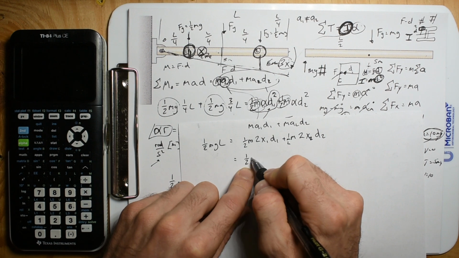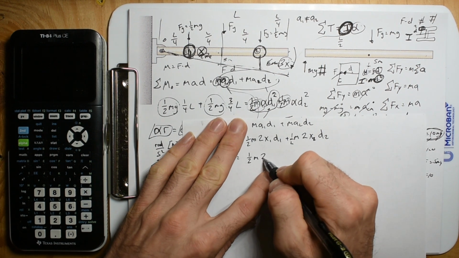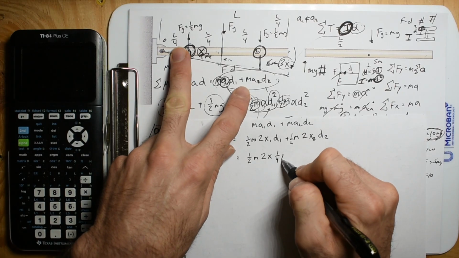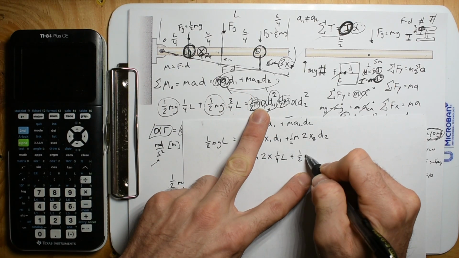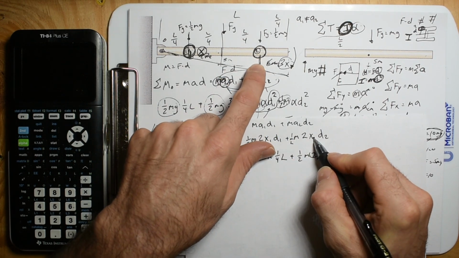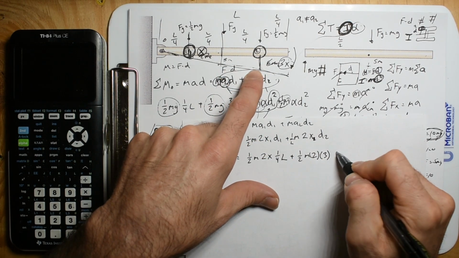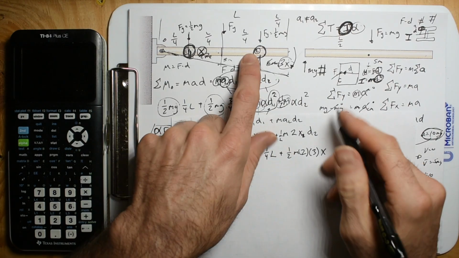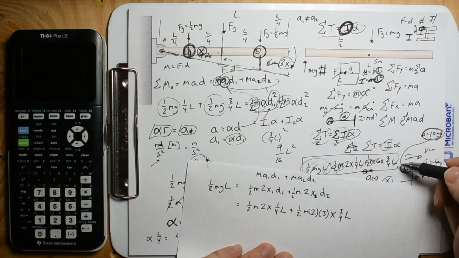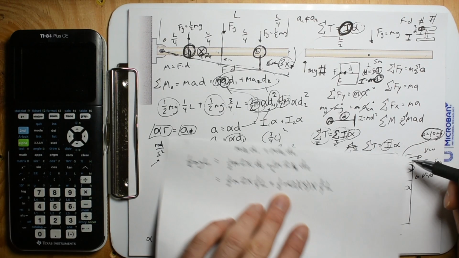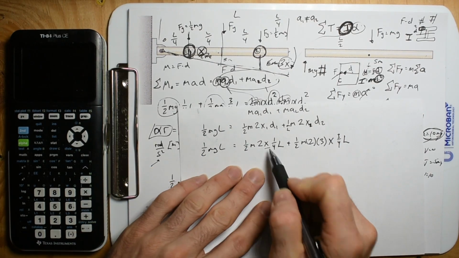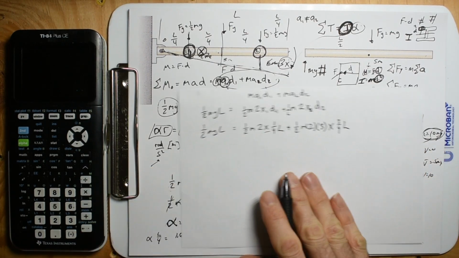So we're going to have 1/2 m times 2x times this distance, which is 1/4 L, plus 1/2 m times 2. Now this distance is going to be 3x, so we have 3 times x, and then this distance is going to be 3/4 L. So yeah, what did I mess up? I think we're good. So we have 1/2 mgL. Now we're just solving for x.